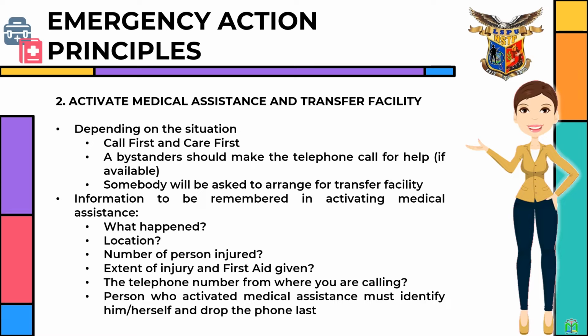2. Activate medical assistance and transfer facility. Depending on the situation, call first and care first. A bystander should make the telephone call for help, if available. Somebody will be asked to arrange for transfer facility. Information to be remembered in activating medical assistance: what happened? Location? Number of persons injured? Extent of injury and first aid given? The telephone number from where you are calling? The person who activated medical assistance must identify himself or herself and drop the phone last.